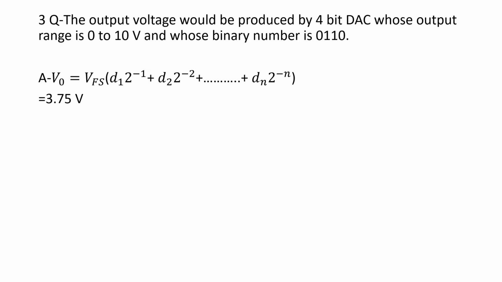Third, the output voltage produced by a 4-bit DAC. So what is the formula? VFS into D1 into 2 to the minus 1, plus D2 into 2 to the minus 2, plus dot dot dot, Dn into 2 to the minus n. So here 4-bit. So D1 into 2 to the minus 1, D2 into 2 to the minus 2, D3 into 2 to the minus 3 and D4 into 2 to the minus 4. So D1 is 0, D2 is 1, D3 is 1, D4 is 0. So here you put it in and calculate, and VFS is how much? 10 volt. So putting it in, this is 3.75.